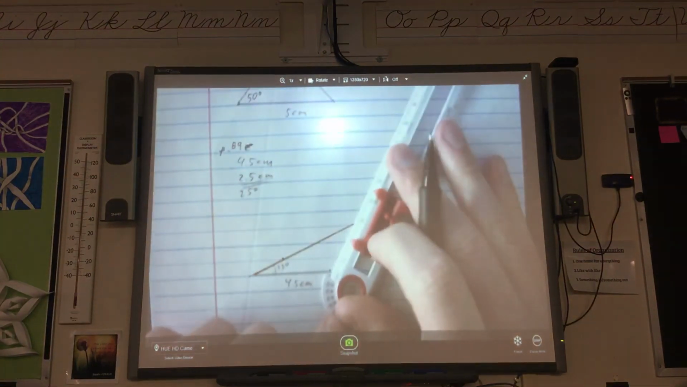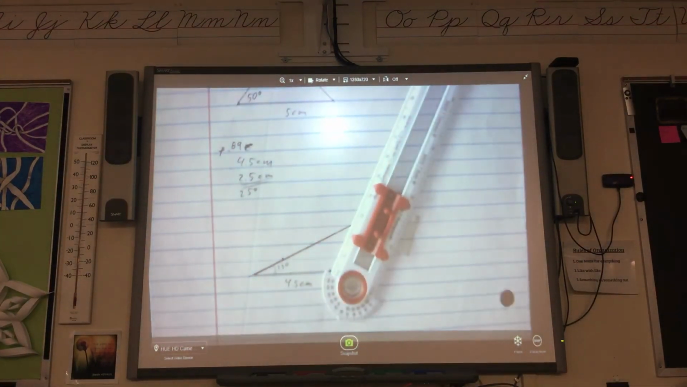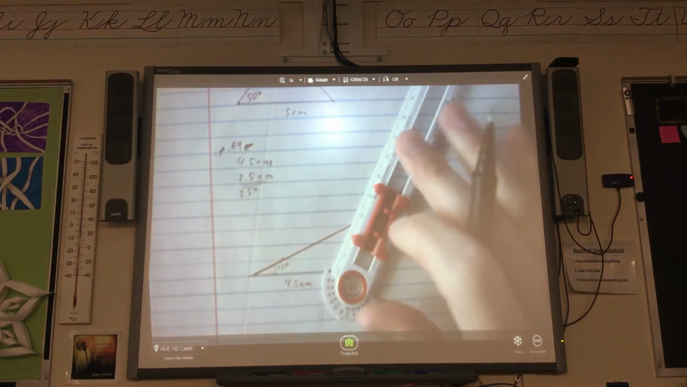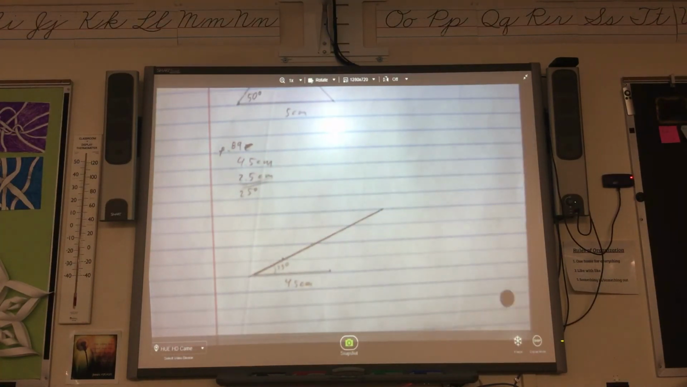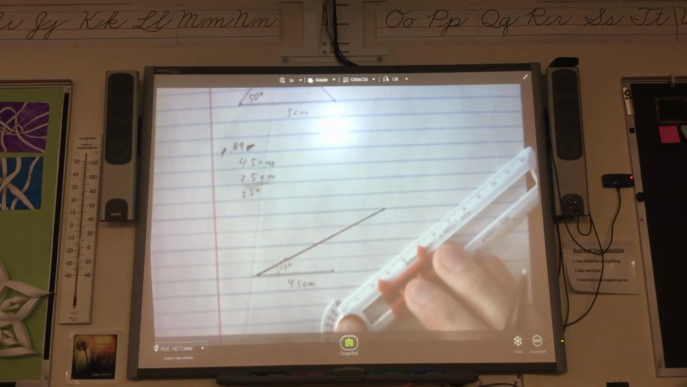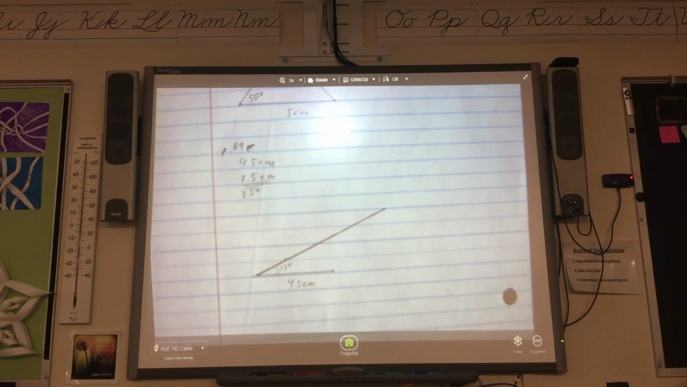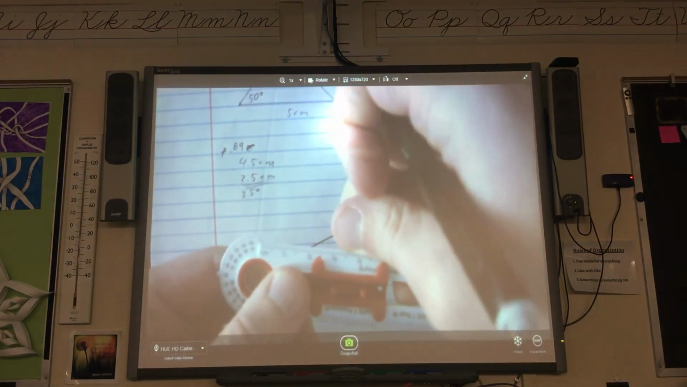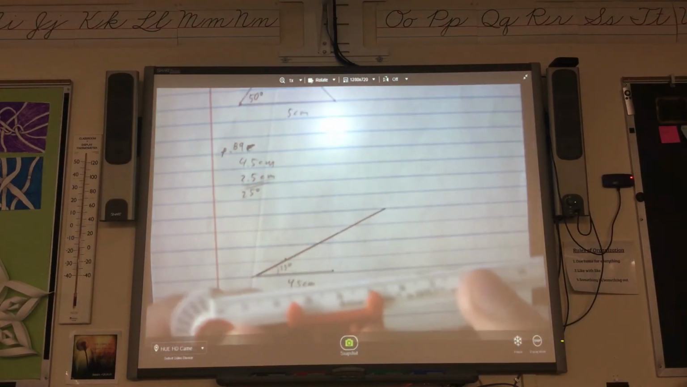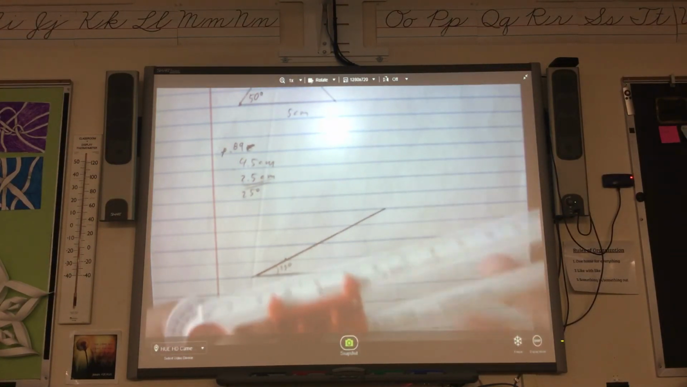Wait, wouldn't it just be smarter to... No, never mind. That would work. Yeah, that's the only way to do it. So then I put this at 2.5. Oh, I just messed it up again. You gotta be really careful when you're putting that tape on it, because I just shifted it over to be like 2.2 instead of 2.5.